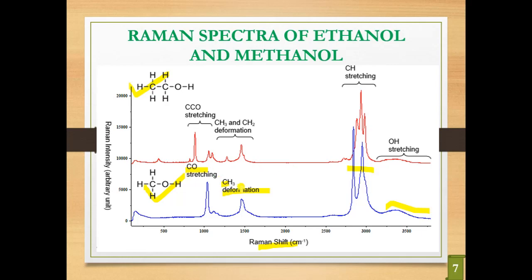But there is no peak of this particular CH2. There is a difference in this particular area. This is the difference between methanol and ethanol. Here there is an extra peak of CH2 bending, but this peak is not there over here. So this is the comparison spectra of ethanol and methanol. Now in the next lecture we will see the interpretation of Raman spectra and the depolarization ratio.